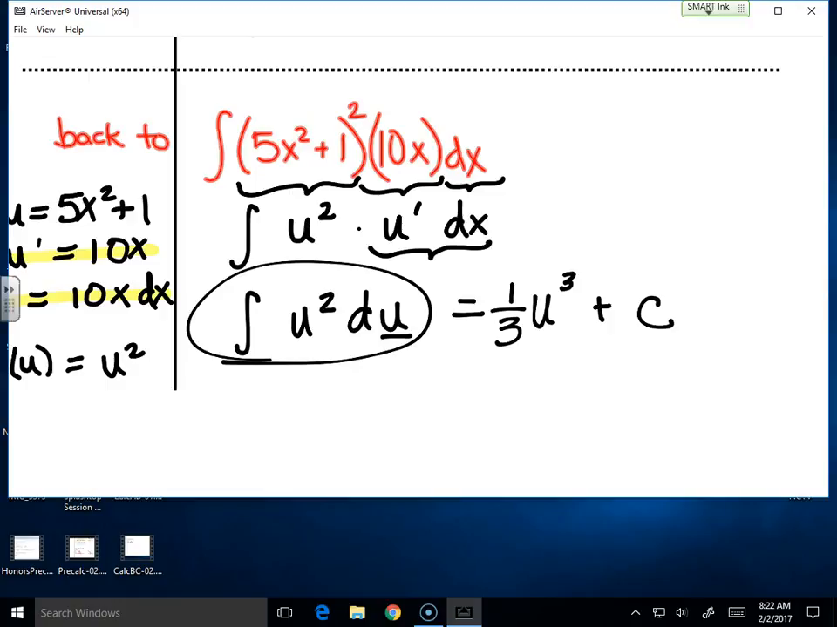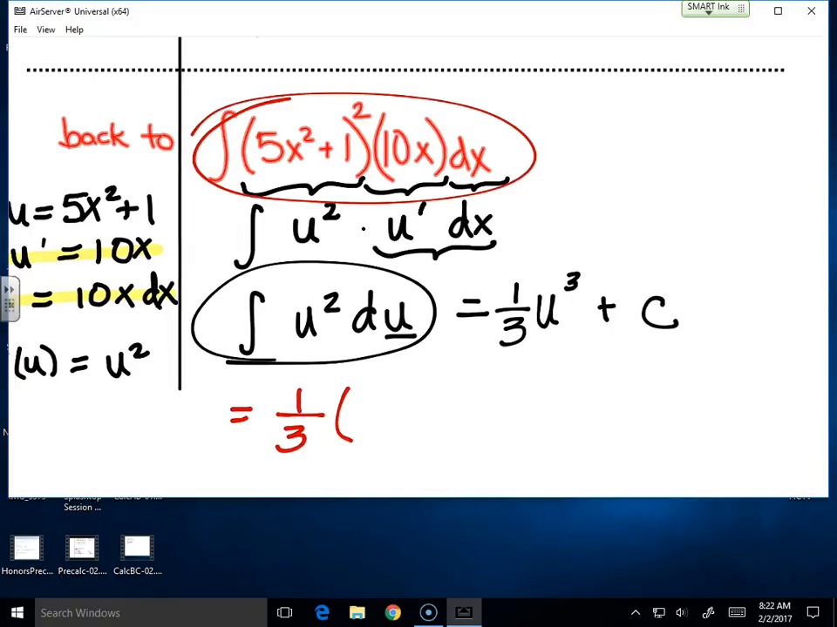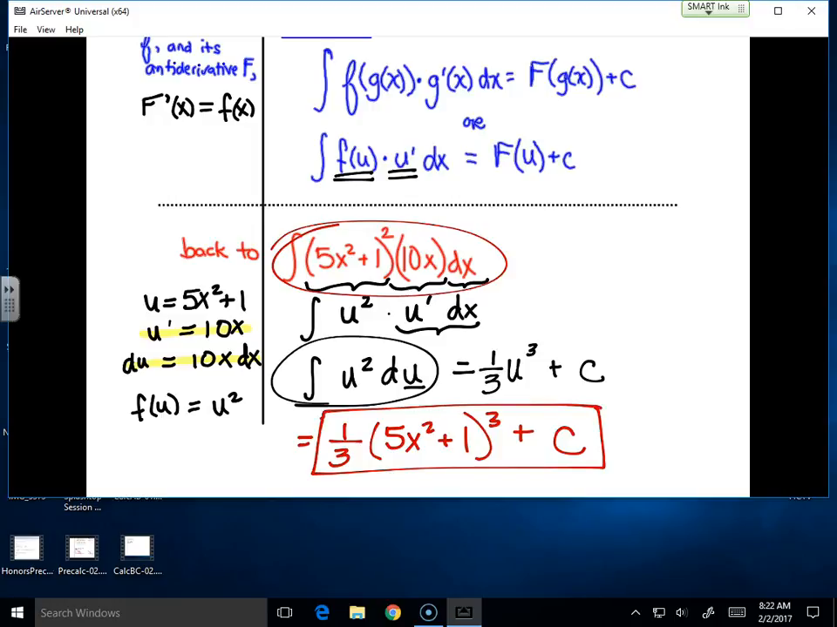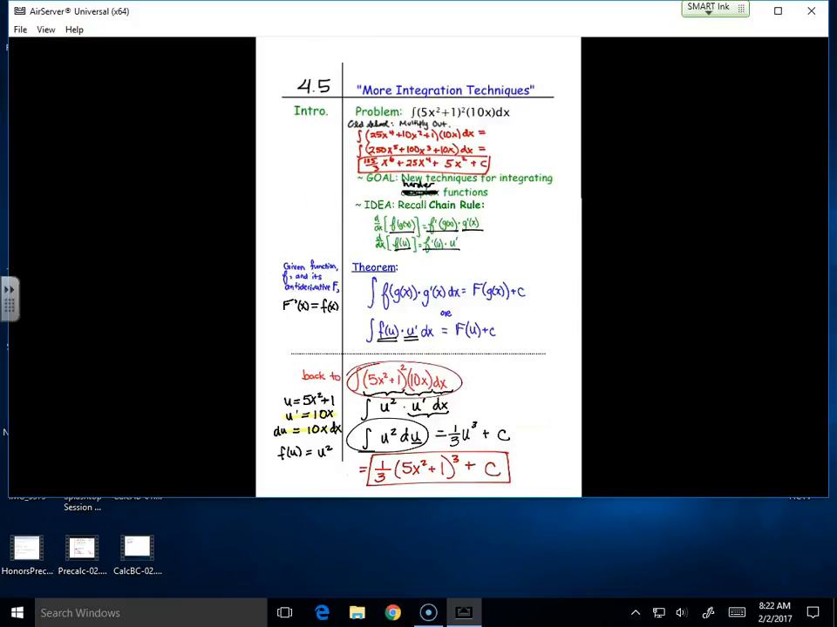No. Why? The problem started with x's. What should it end with? X's. So how do we go ahead and solve? Plug in u. Plug in u, and who was u? 5x squared plus 1. Wait, who's that guy? This looks so much cleaner. He's the same as that guy, but he's nice and faster.